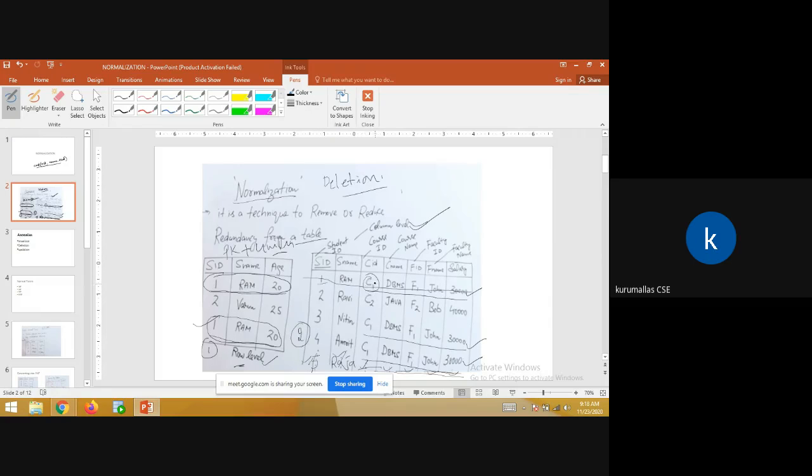Whereas in the case of a course ID, if you want to delete the data based on course ID C1, we write delete from student where CID equal to C1. If you apply this, automatically all the rows having C1 values are deleted. I wanted to delete only this first row, but because of the selection of this course ID, we delete all three rows from the table. So this is about deletion anomalies.